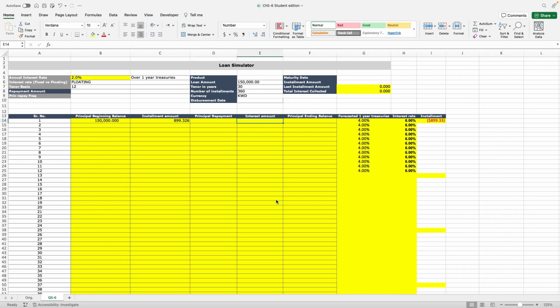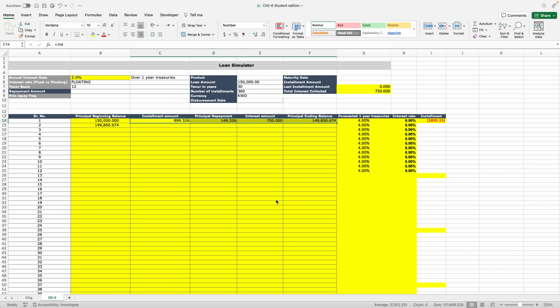The interest amount, how much do they pay interest? The bank asks you two questions. How much do I owe you? 150,000. Multiplied by how much do I charge you? Which is 6% divided by 12. The principal amount is the difference between your installment and how much interest the bank gets. The principal at the end of the period is the 150 minus the 149 that you paid. The principal at the beginning of the period is what was the ending on the previous period.